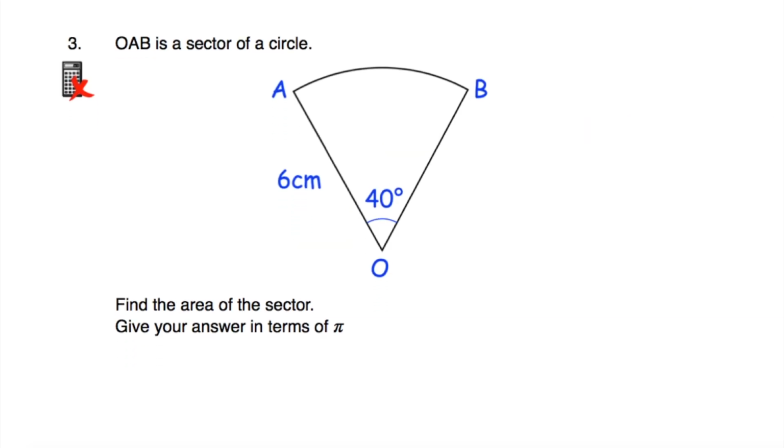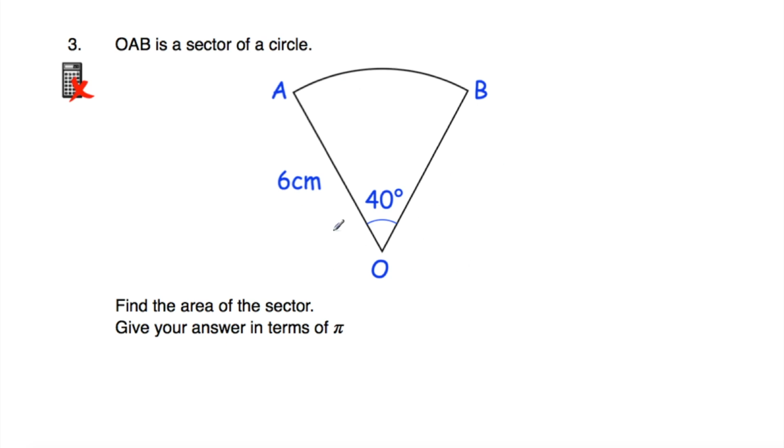Okay, so question number 3, we've got this sector. We've got OAB as a sector of a circle. We've been asked to find the area of this sector and to give our answer in terms of pi. It's a non-calculator question, so I'm putting down my calculator. We want to find the area of this sector in terms of pi.